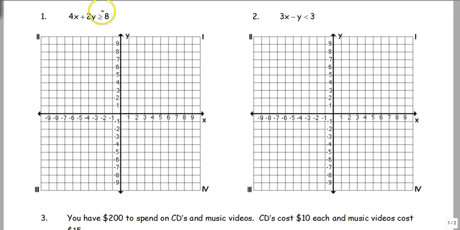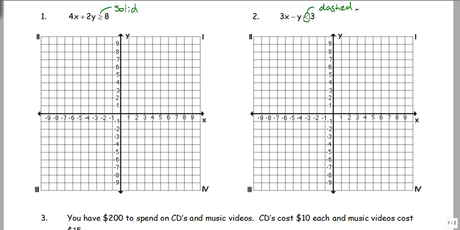Now the first thing you have to do, and do this every time, is see what kind of line you're going to have. If you have a less than or greater than or equal to sign, if you have that line underneath it, that means you're going to have a solid line, like normal. But if, for instance, it does not have an equal sign, this will be a dashed line. Okay? That's one new change.